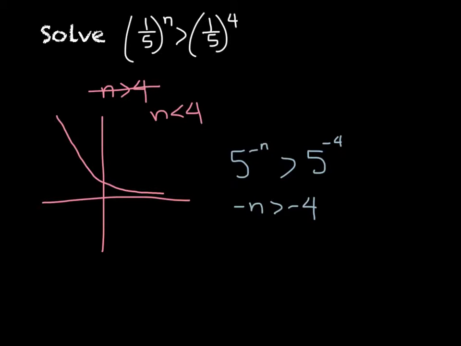And now, when you try to solve for n, remember that when you multiply or divide by a negative with inequalities, you have to flip the sign of the inequality. And so that's why you end up with n is less than 4 as opposed to n is greater than 4. So this is something to keep in mind whenever your base is less than 1.